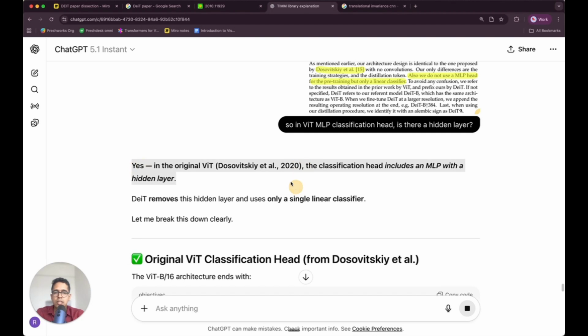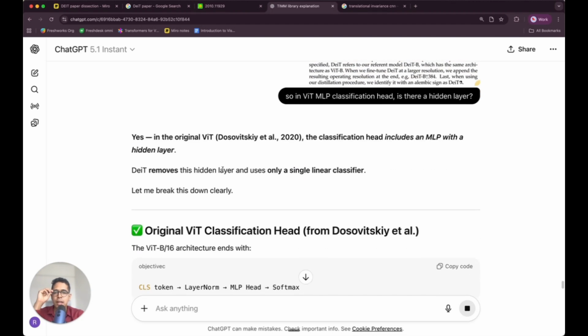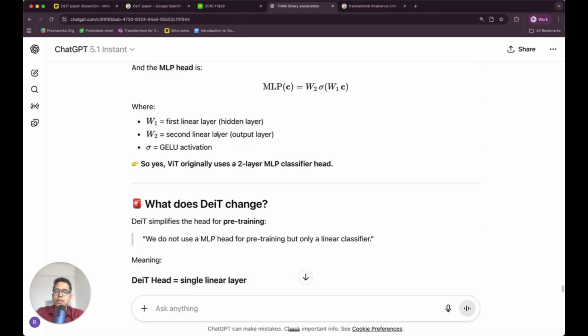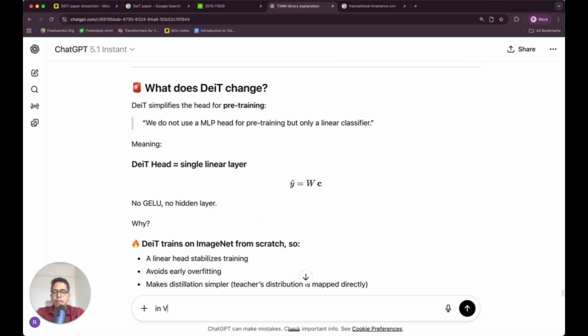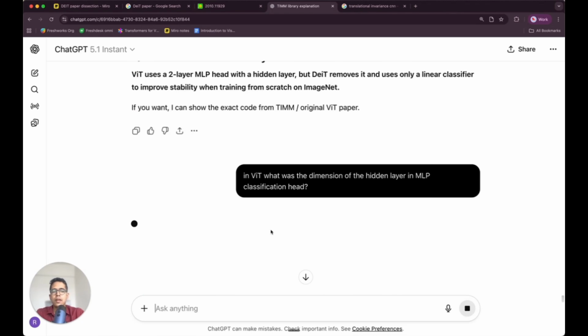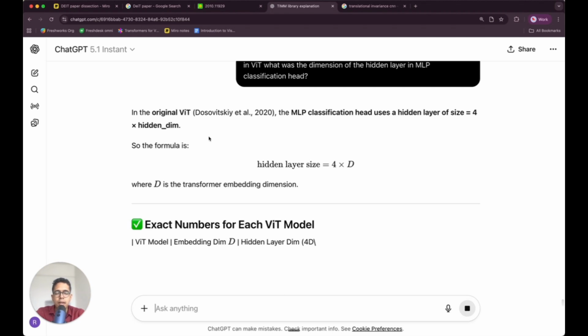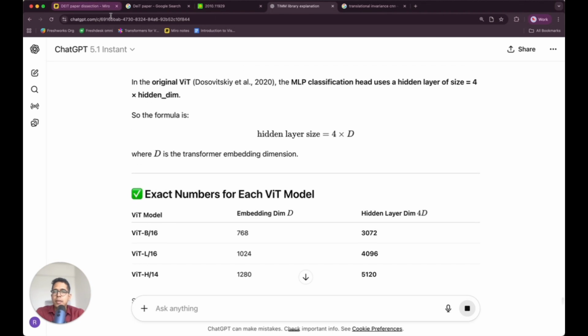Yes, in the original vision transformer, the classification head includes an MLP with a hidden layer. Data efficient image transformer removes the hidden layer and it just uses a linear classifier. Okay, fine. And what was the dimension of the hidden layer in the MLP classification head in ViT? I think it was 4 times whatever was the input dimension, but I might be wrong. Okay, hidden layer equal to 4 times the hidden dimension. Okay, fine. All right, makes sense.